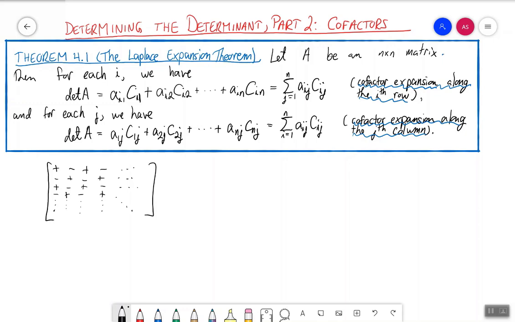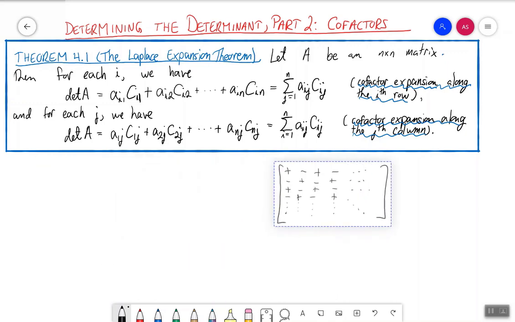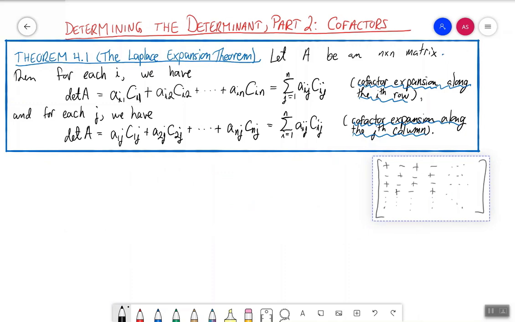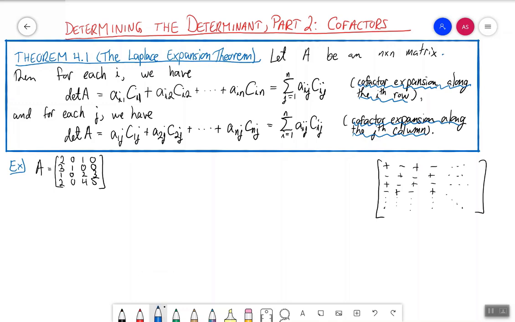So let's look at an example and move this actually over to the side so that it's out of our way a little bit. Let's look at this example. It's the same matrix that we looked at in the last video, but this time I want to show you what happens when you expand along the second column. So let's expand along the second column instead of the first row.